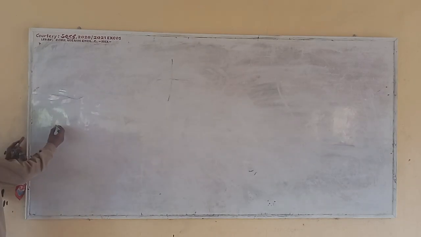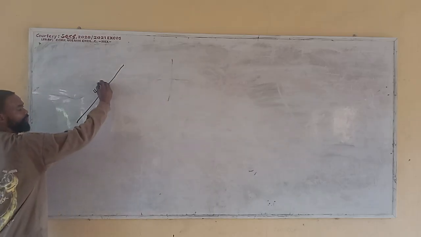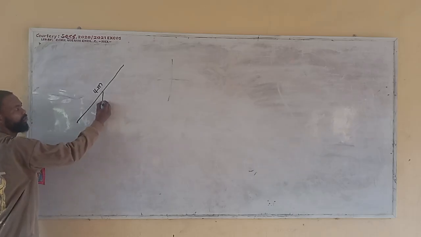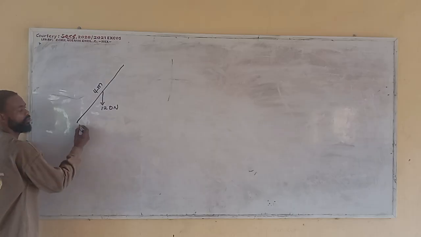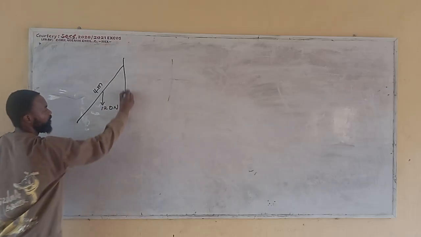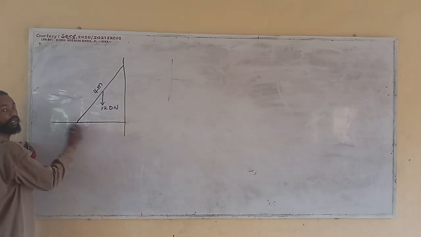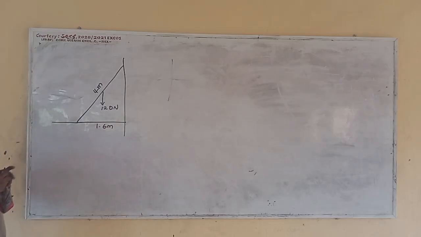Question 1. A uniform ladder, weight 120 Newton, rests with each foot 1.6 meter from the wall.